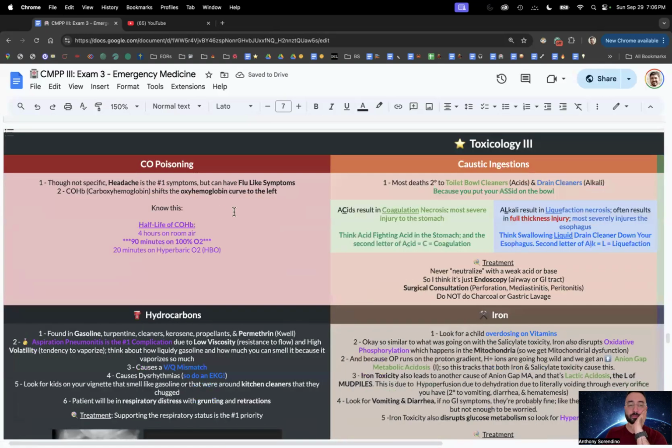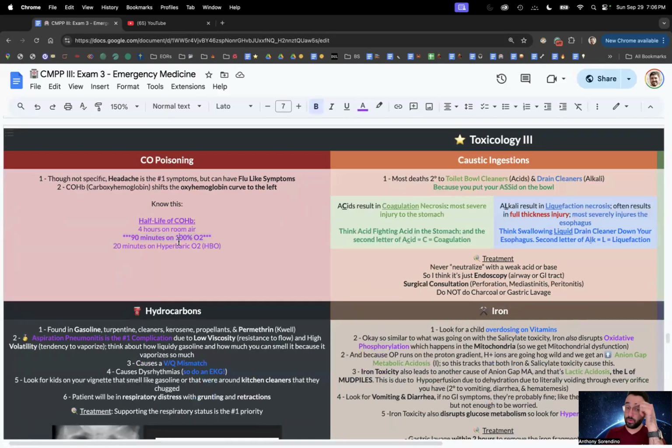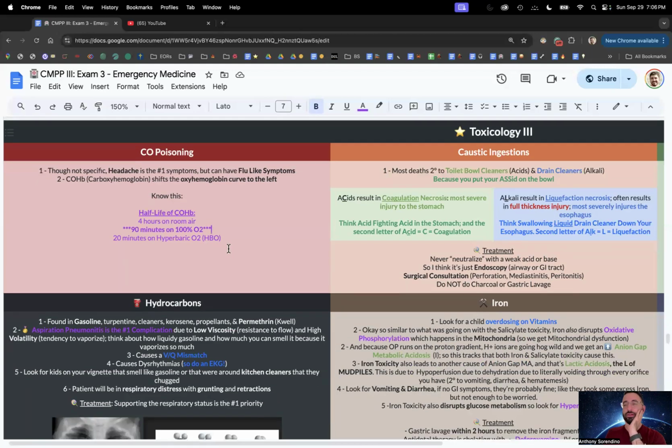CO poisoning, the big thing here is this 90 minutes. So that's usually always tested: 90 minutes on 100% O2 is going to be the half-life. Hyperbaric chamber, not really relevant. Room air, maybe not really relevant. There could be a question of like, they were at home for 2 hours or something, or they were outside, but whatever. 90 minutes is going to be the thing you want to know.